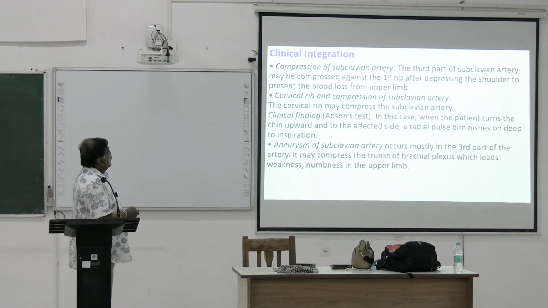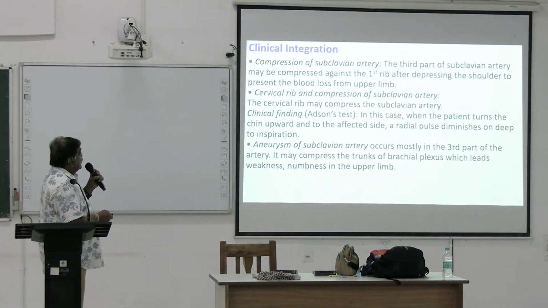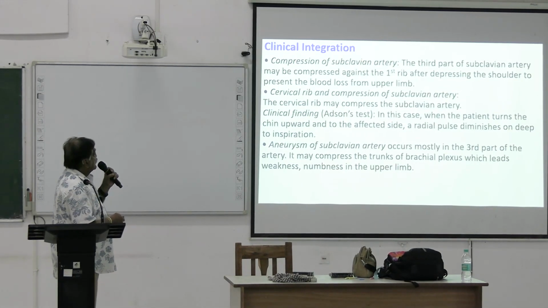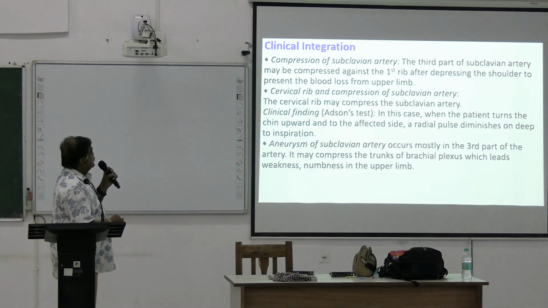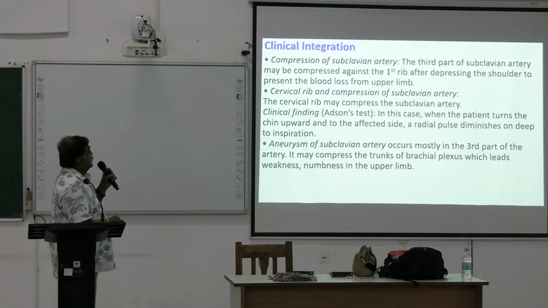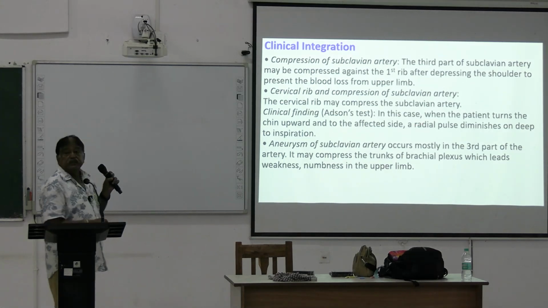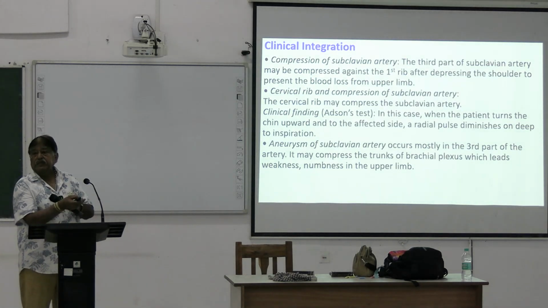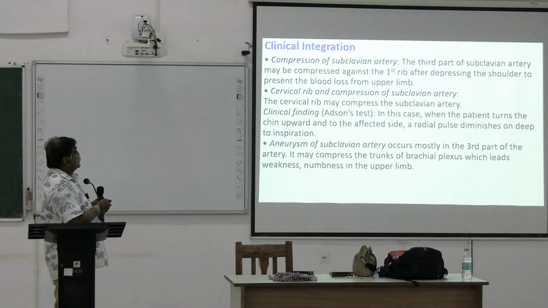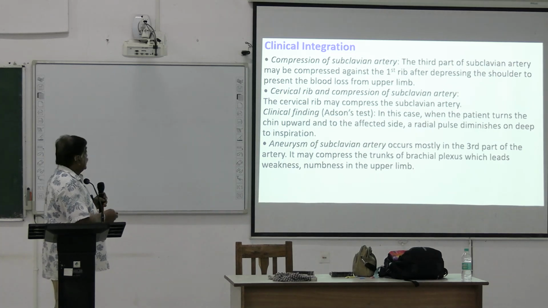Now, the cervical rib may compress the subclavian artery. Critical finding: Adson's test. In this case, when the patient turns the chin upwards and to the affected side, the radial pulse diminishes on deep inspiration. So, if it is on the affected side, there will be diminished pulsation. That is known as Adson's test.